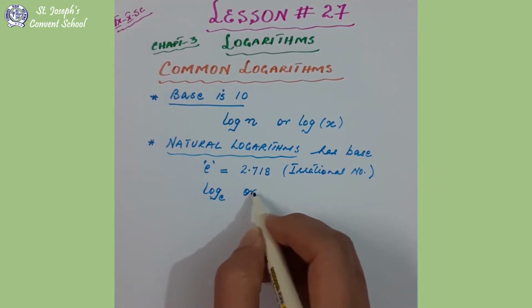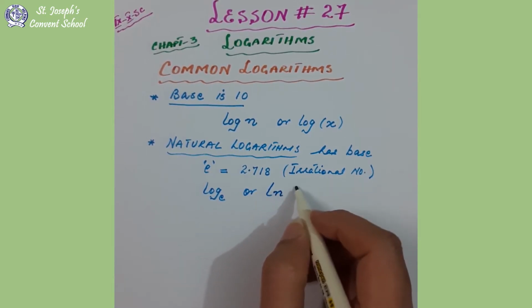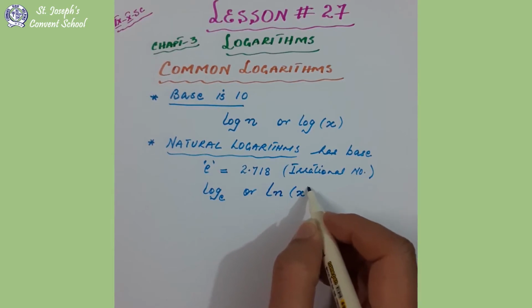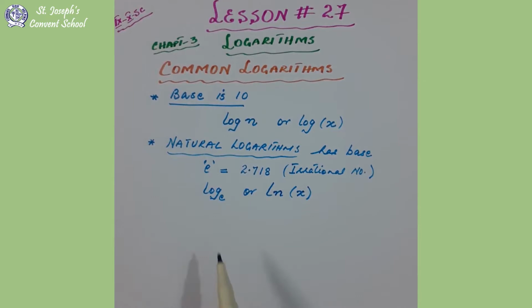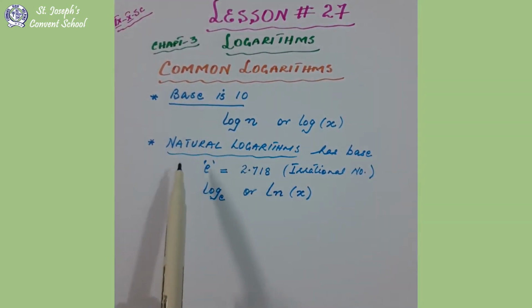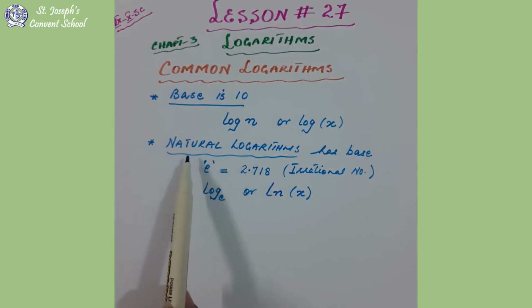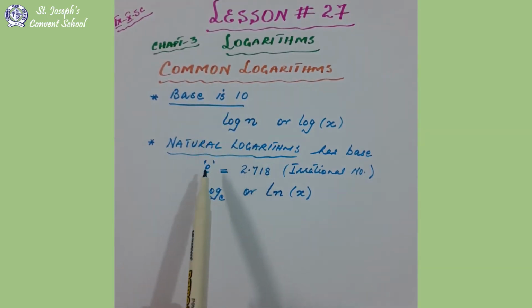or ln. In calculator you can check this, ln of x. In scientific calculator actually you can solve this. We are going to do only common logarithm with base 10. Only for the MCQs you have to remember this, that base of natural logarithm is e, base of common logarithm is 10, base of natural logarithm is e.